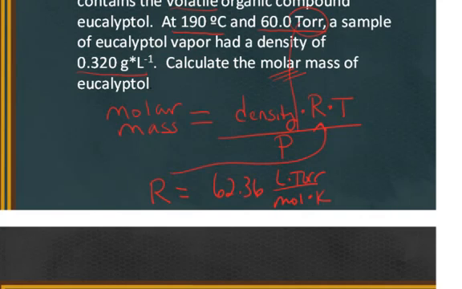The pressure is going to be 60 torr. T is going to be 190 degrees plus 273 degrees. All right, so I think we have, oh, and the density, of course, is 0.320 grams per liter. So let's work that out. Let's write it and see what we can get.